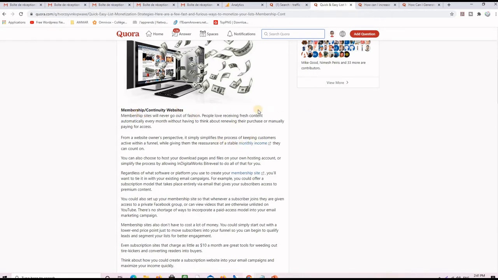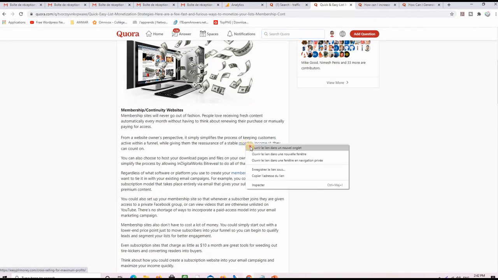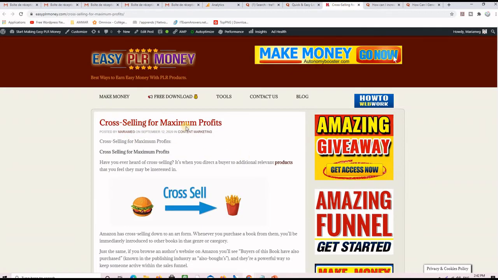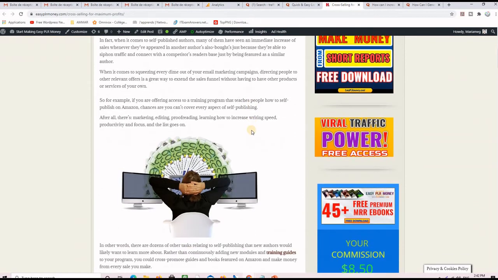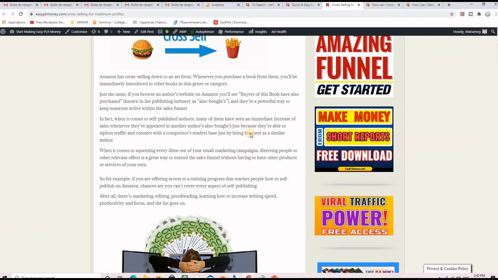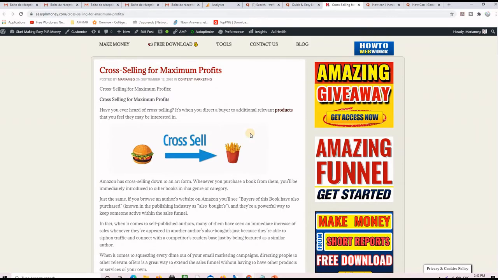So, for example, on this article here, you find this word, monthly income. This is a good keyword. It is actually linking to one of my blogs. The blog is here, and it says cross-selling for maximum profit. So it's related to the subject and shows people how to profit more. I can do that, but in the meanwhile there will be affiliate links on my blog.